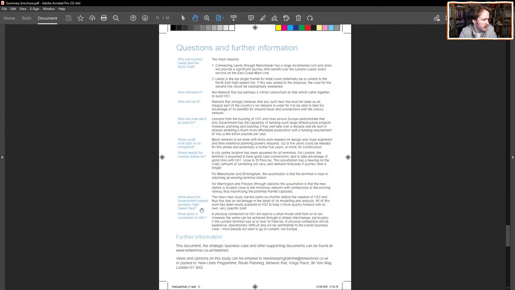What about the government-created company High Speed 2? The new line study started some 6 months before the creation of HS2 and thus has had an advantage in the detail of its modelling and analysis. All this work has been made available to HS2 to help them do their thing.